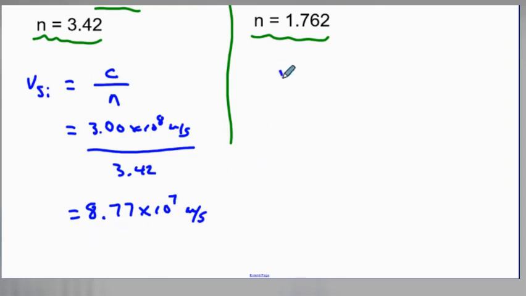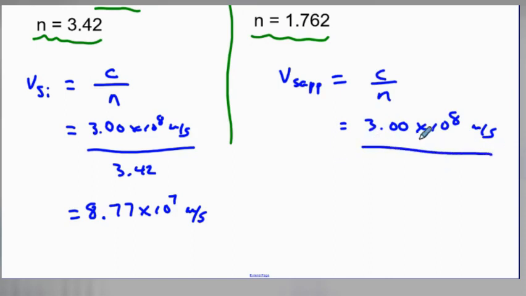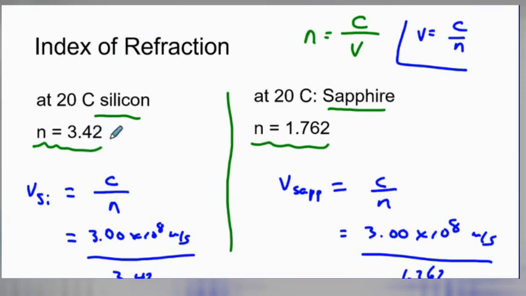Let's do the same thing here. We're going to do the speed of light through the sapphire, and this should be a little better. Silicon is pretty thick and it's a solid, but sapphires are beautiful jewels that look great when light travels through them. So once again, we're going to take the speed of light divided by the index of refraction. So we're going to have 3.00 times 10 to the 8th meters per second, divided by the n value 1.762, the index of refraction. And what we're going to discover here is 1.70 times 10 to the 8th. Quite a bit slower than it is through air or through the vacuum, but much better than it was through silicon. So that's how we can take our index of refraction and figure out the speed at which the light is going to move.